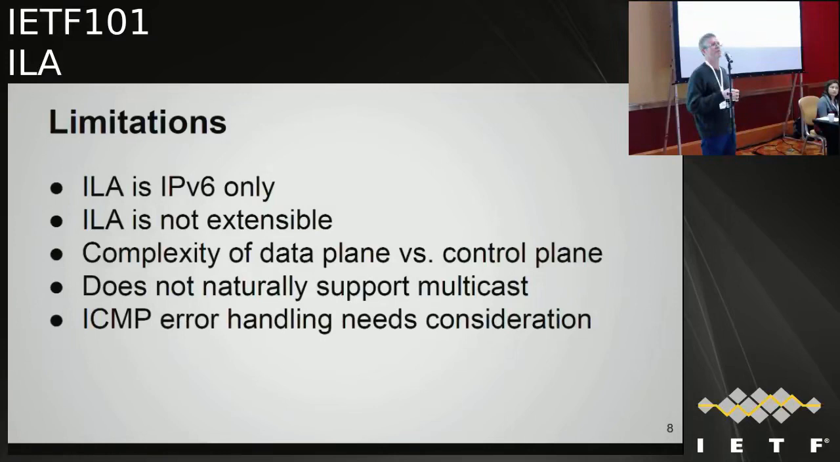ICMP does need consideration. The problem here is if there's an ICMP error in the network that's generated after a transformation, what's going back to the host, the address in the packet data will have a locator address. That's kind of an issue because we want to keep the whole thing isolated. So there will need to be special considerations for ICMP in order to avoid that sort of leakage.